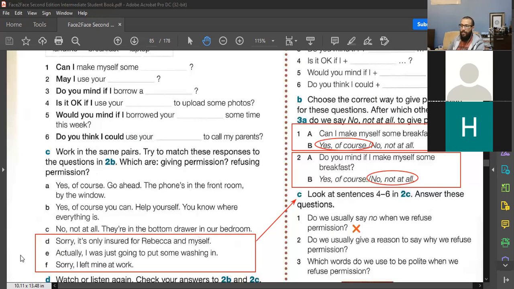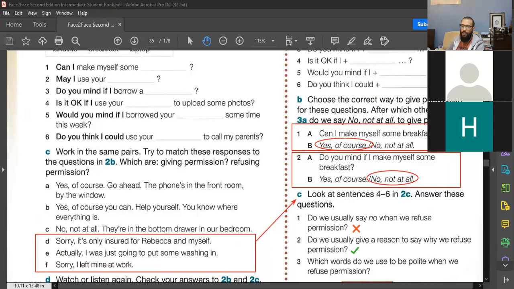In the second question, it says, do we usually give a reason to say why we refuse permission? Do we give a reason or we don't give a reason? What do you think? From the examples D, E, F. I think yes. Yes, give a reason. You're right. Yes, we give a reason. So usually if you refuse permission, we should explain why. This makes it more polite and it makes it gentler. Do you get the idea?